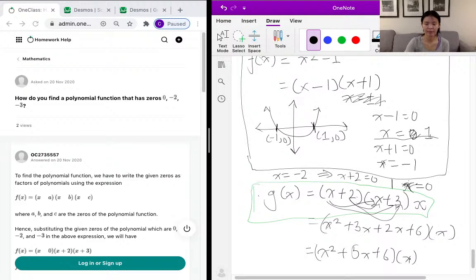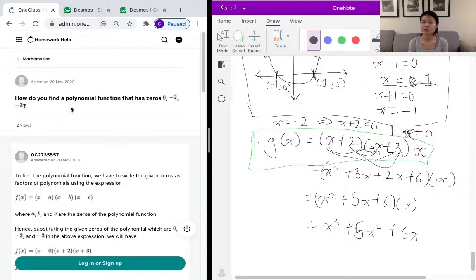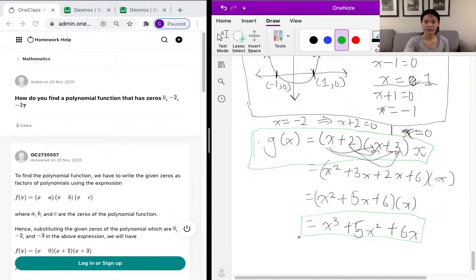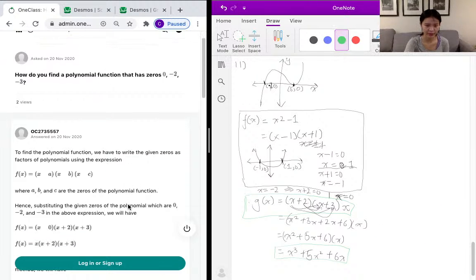And then we just multiply by the entire x, which will be x cubed plus 5x squared plus 6x, and that is our polynomial function that has the 0. And this would be our final solution over here. Perfect. Nice. Now let's see what the sample solution is.